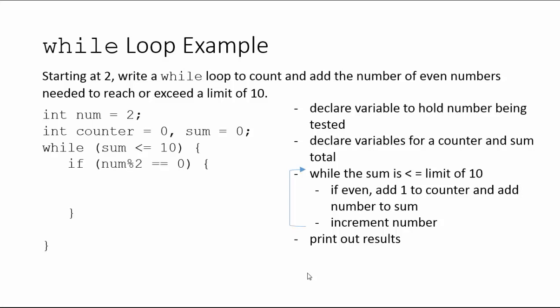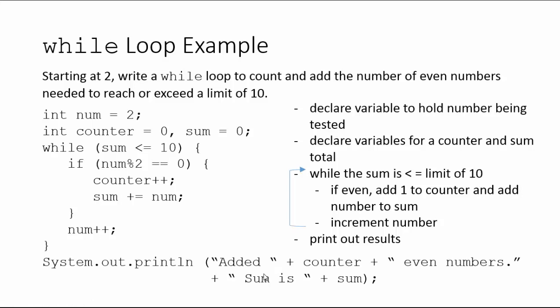We will first test to see if num is an even number. If it is even, we're going to increment the counter. We'll add the number to sum, and then we'll increment num to the next number. We'll execute this while loop while sum is less than or equal to 10. As soon as it's not, we will print out our results.